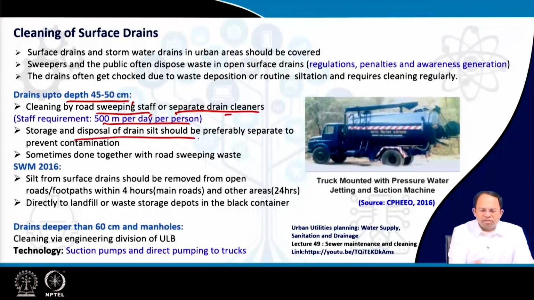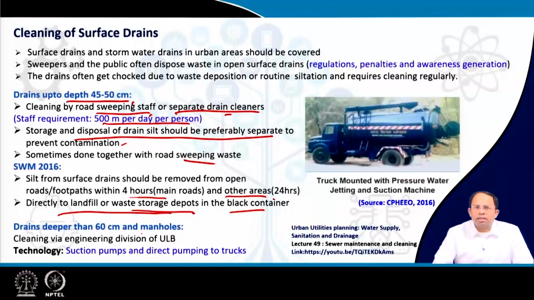So, storage and disposal of drain silt should preferably be separate to prevent contamination. Sometimes it is taken together with road sweeping waste, but if possible, we have to segregate between road sweeping waste and the waste which is coming from drains. The silt from surface drains should be removed from open roads and footpaths within 4 hours. Main roads and other areas should be within 24 hours. And directly this kind of waste is taken, using black containers, to the waste storage depot or to the landfill sites directly.